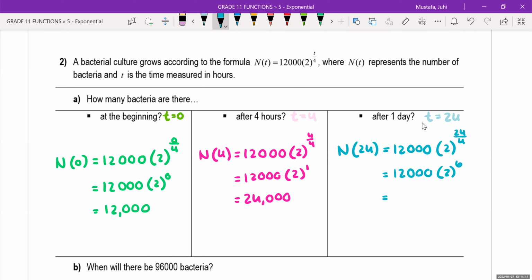Oh yeah, this number is going to be quite big. So 2 to the power of 6 is 64, and then 12,000 times that. 768K. Did you guys get 768,000?